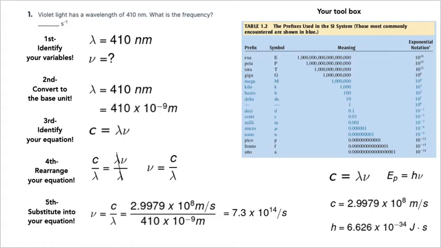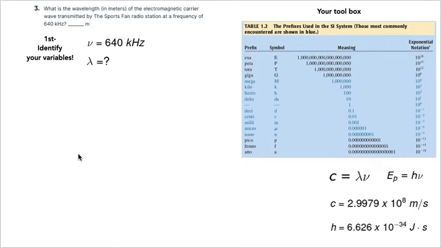Let's do another problem. In this problem, we're asked what is the wavelength in meters of the electromagnetic carrier wave transmitted by the sports fan radio station at a frequency of 640 kilohertz. And so we're solving for wavelength, which is in meters. So okay, at first we must identify our variables. We are being told that it has a frequency of 640 kilohertz. So nu equals 640 kilohertz. And we're being asked for what is the wavelength. So wavelength equals question mark.